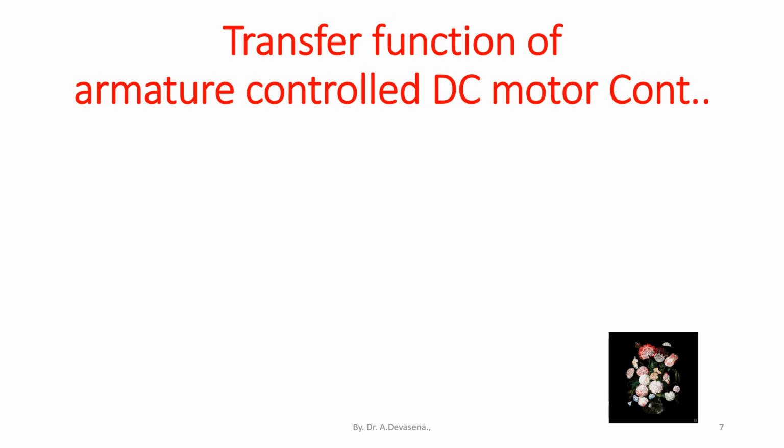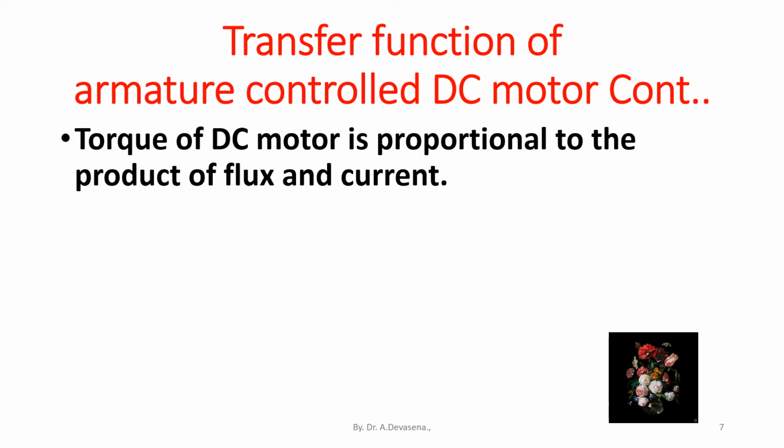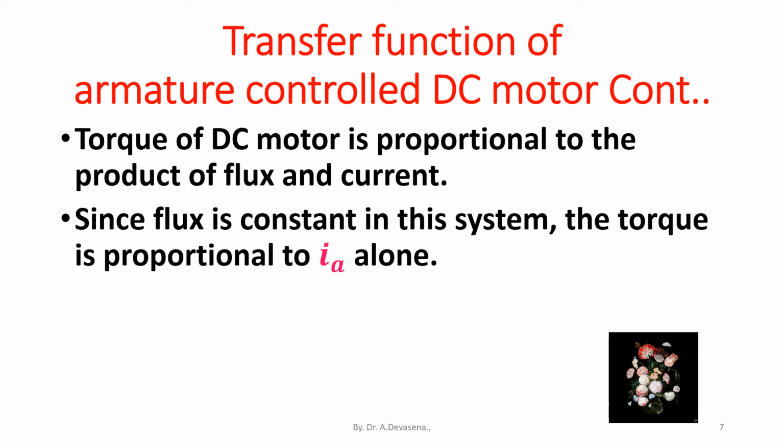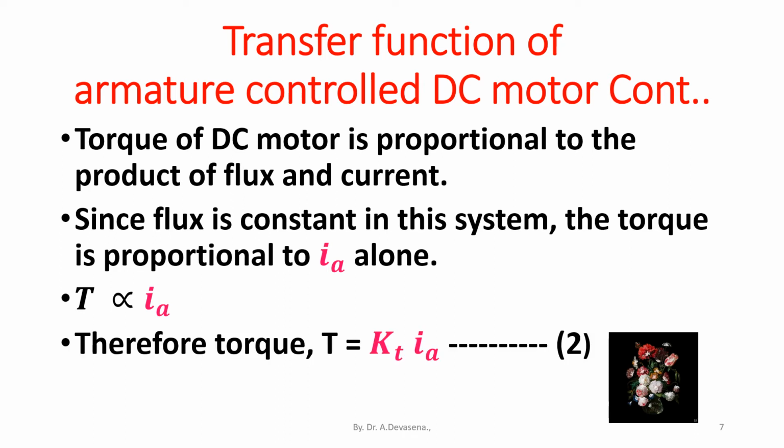The torque of the DC motor is proportional to the product of flux and current. Since flux is constant in this system, the torque is proportional to the armature current I_A alone. That is, torque T is directly proportional to I_A. Therefore, the torque T is equal to K_T into I_A. Consider this as equation 2.